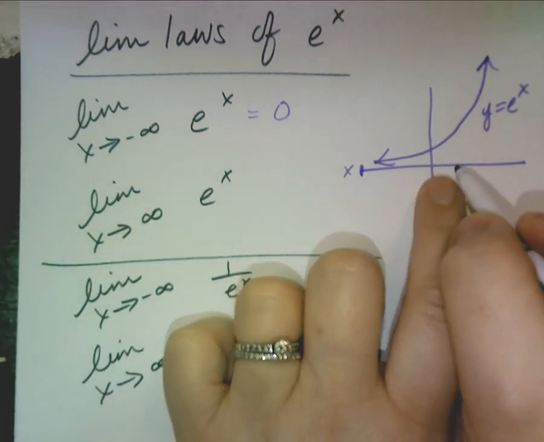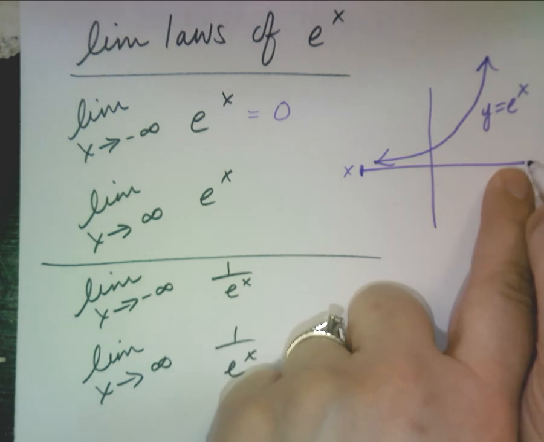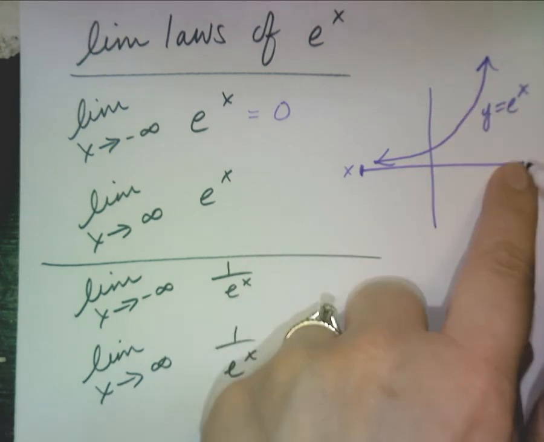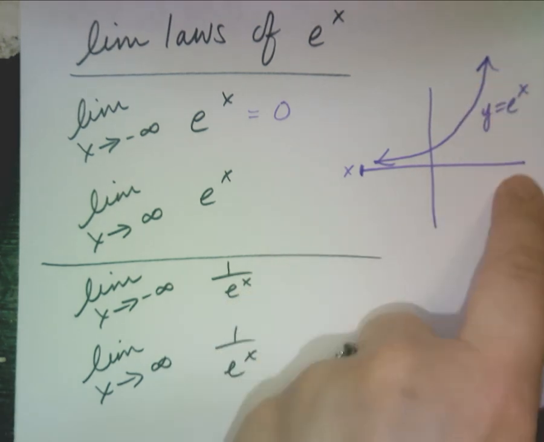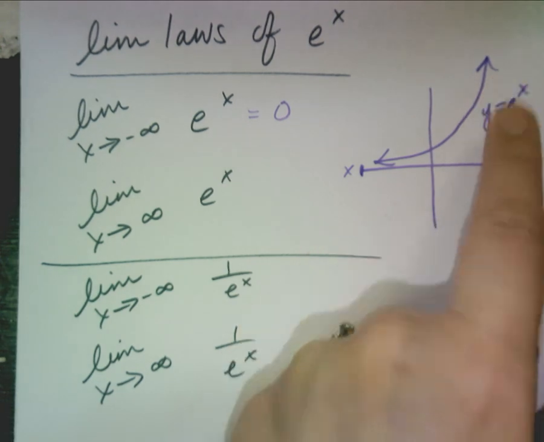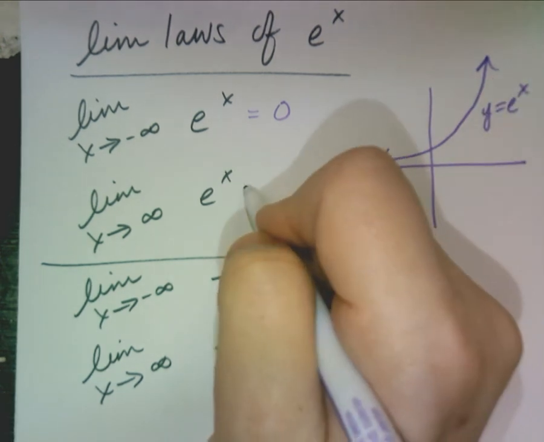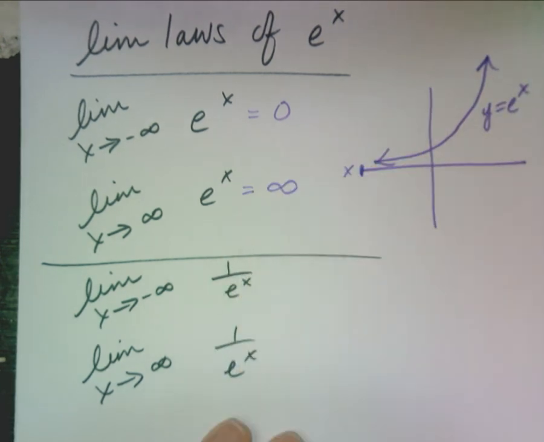What about when x gets more and more largely positive? What kind of y values am I getting? What are those y values? Positive. So where is it headed toward? Infinity.